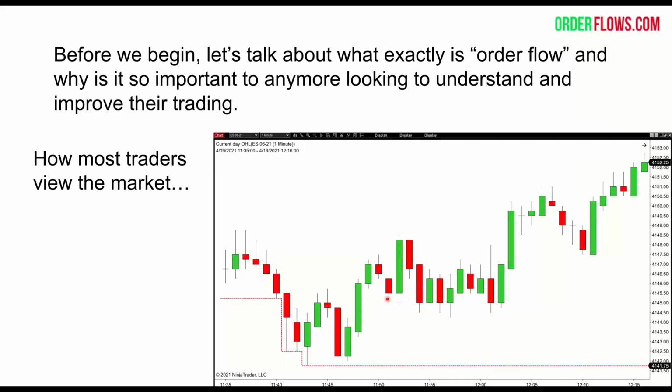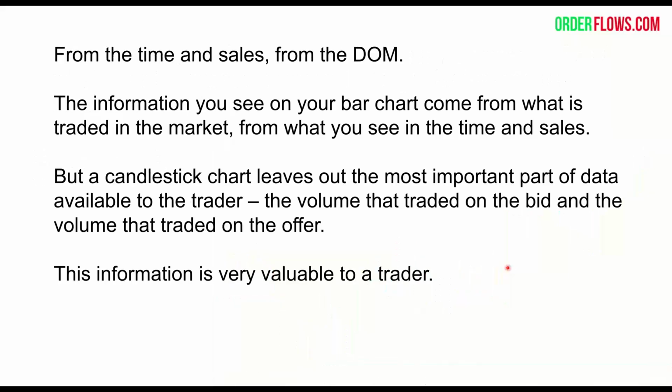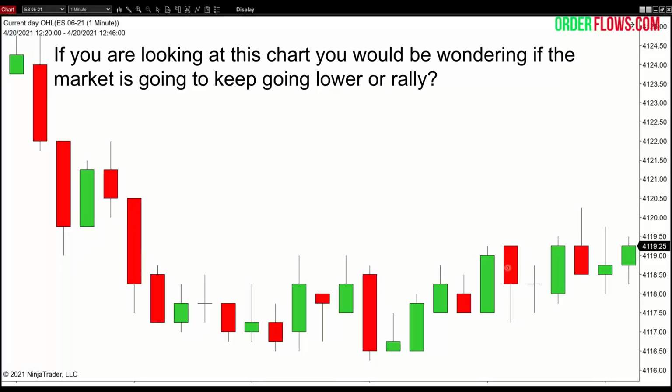So again, understand where the chart comes from, right? It's easy to just look at a chart after the fact and say, oh yeah, that would have been a good buy here or there. But as it's trading, that's when you want to make those decisions, right? So from the time and sales, from the DOM, the depth of market, the information you see on your bar chart comes from what's traded in the market, from what you see in that time and sales. But again, they leave out the most important piece of information: the volume that's traded on the bid, the volume that's traded on the offer.